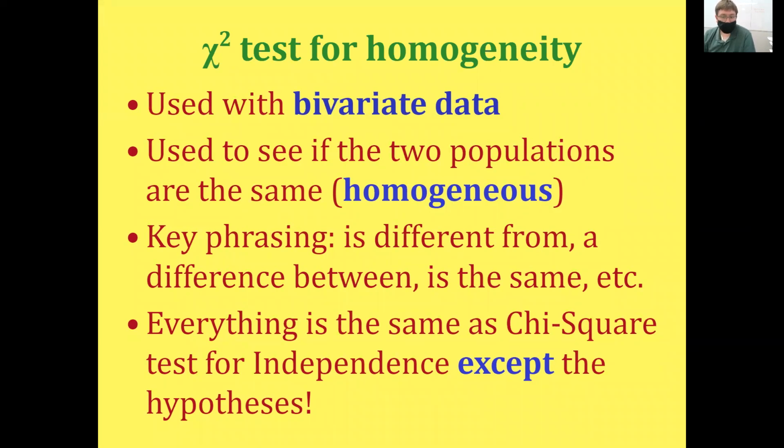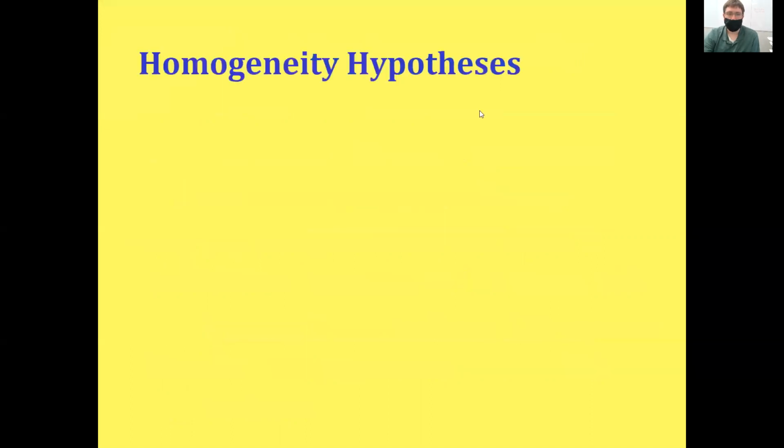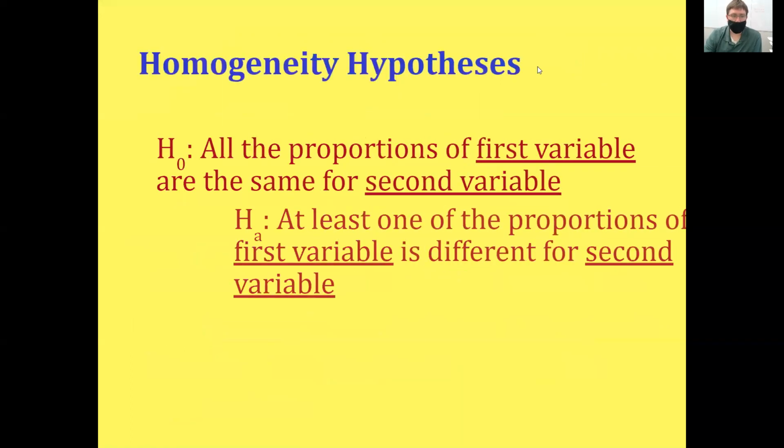Key phrasing for this one: different from, difference between, is the same, etc. Everything is the same as the chi-squared test for independence, except the hypothesis. So you're going to do this all exactly the same way, and I'm going to be very hands-off on this one. This is our last example for the day. Make sure you understand how to use your calculators and make sure this works.